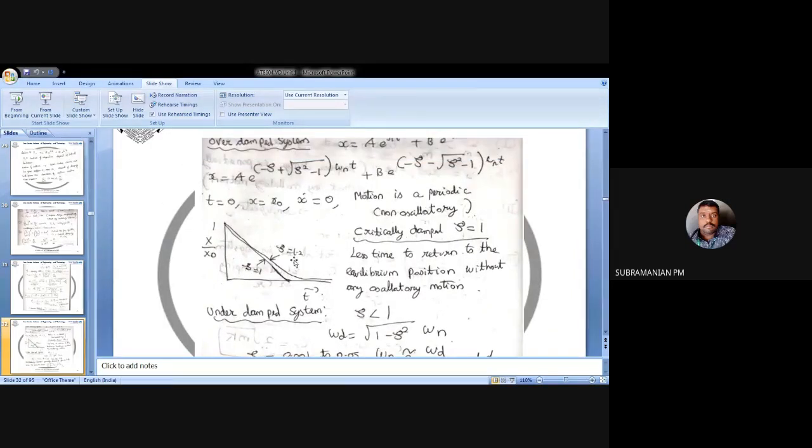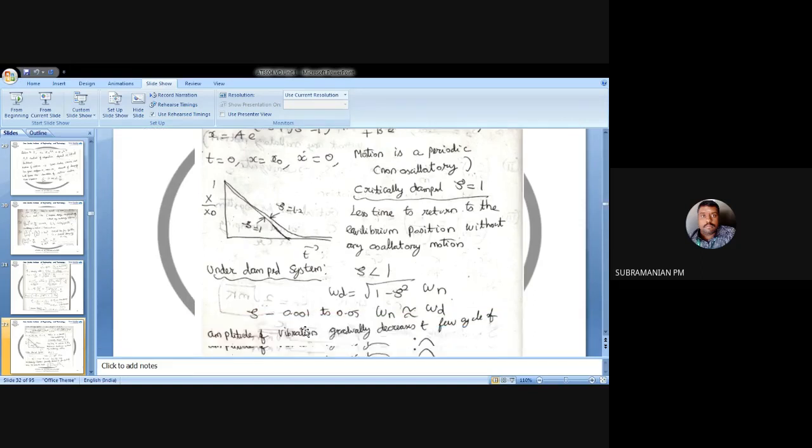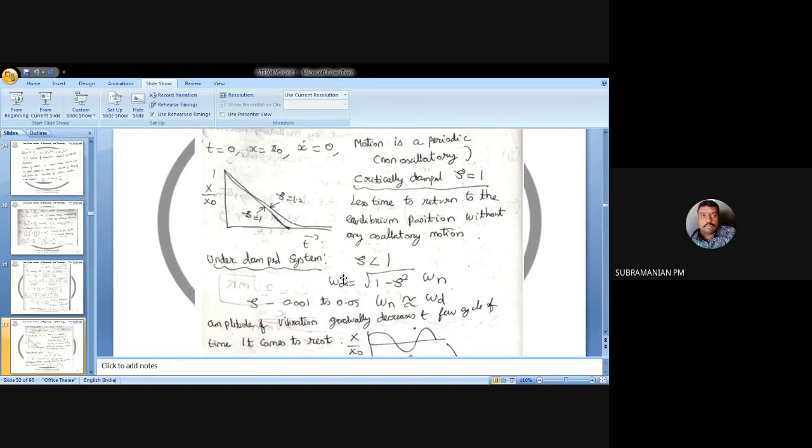So you can see an overdamped system will take more time to come to rest. Whereas in a critically damped system, the damping factor is 1, the correct amount of damping is given, and it will take a minimum time. You can see in the graph. So critically damped takes less time to return to the equilibrium position, and it doesn't have any oscillatory motion. That is, about the mean position, it does not go into positive and negative. Okay. And for the damped natural frequency, the expression is root of 1 minus damping factor squared multiplied by omega n.